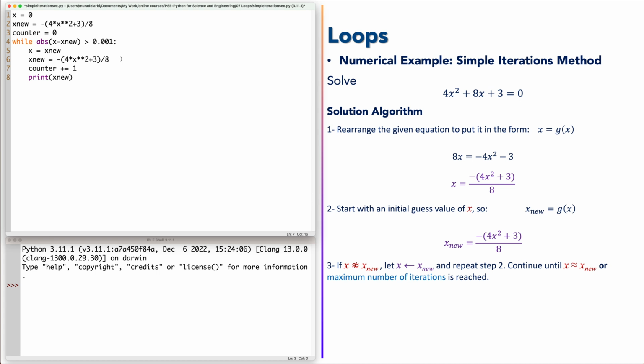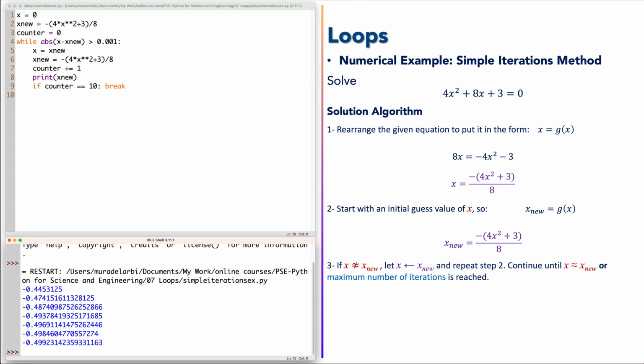Finally, we should add a condition to end the loop if the maximum number of iterations is reached. Let's assume that the loop is limited to 10 iterations. So we can say if counter equals 10, break. Let's run the code. We obtained the solution after 7 iterations. So that means we reached the criteria of the absolute difference between x and u being equal to 0.001 or smaller than 0.001 at 7 iterations.